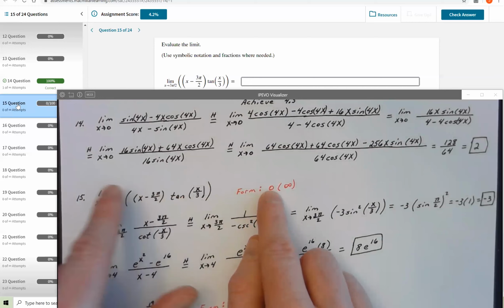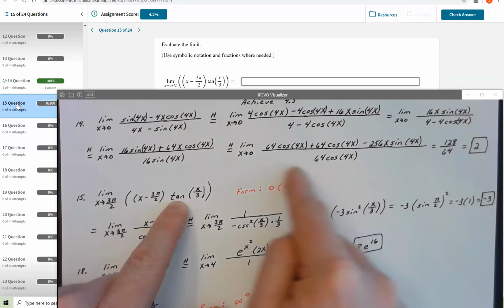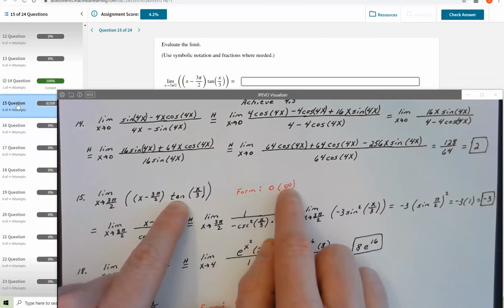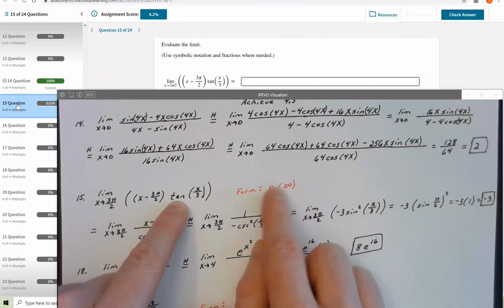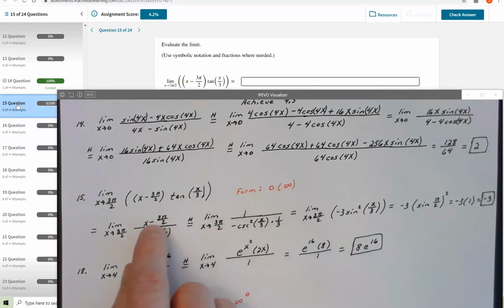The tangent, as x approaches 3 pi over 2, the angle is approaching pi over 2. And you notice the tangent function, as it approaches pi over 2, is approaching infinity. So this is one of our indeterminate forms that L'Hopital should be able to help out with, when the limiting value is a number approaching 0 times a number approaching infinity. In order for L'Hopital to work, though, we need to form a fraction.